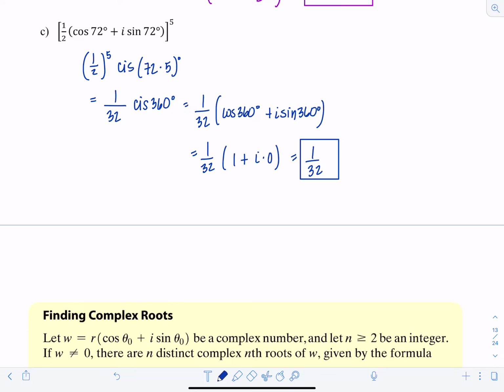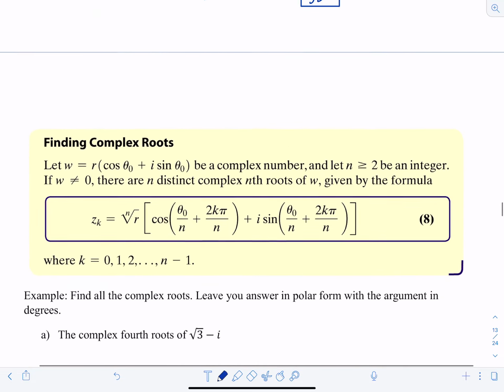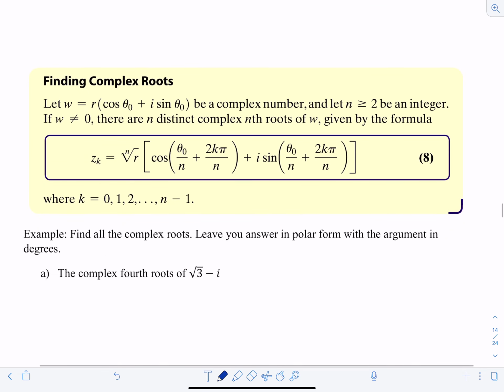Now we can use DeMoivre's theorem sort of in reverse to find complex roots of a number. So what do we mean by that? Say w is your complex number and it equals r cosine theta naught plus i sine theta naught, and let n be greater than or equal to 2, an integer. As long as your complex number is not 0, there's n distinct complex roots of it, given by the following formula.